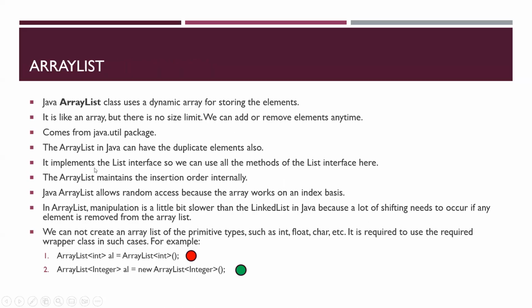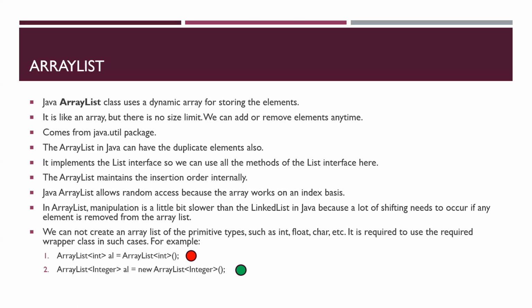That's the same thing here. It implements the list interface. So whatever methods are there in the list interface, we can use it in the ArrayList. The ArrayList maintains the insertion order, and Java ArrayList allows random access because it is working on index basis. We know that an array has indexes. It will start from 0, depending on how many elements are there. The last index would be n minus 1. So if you have 3 elements, it would be 0, 1, and 2.